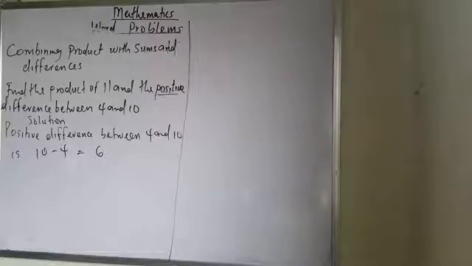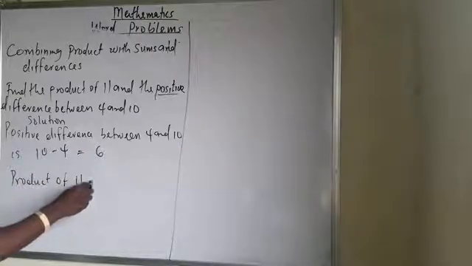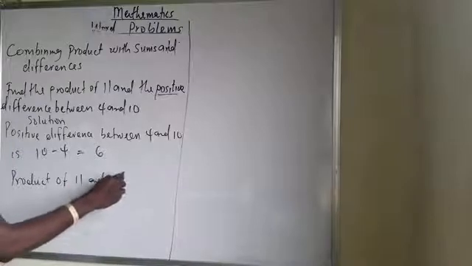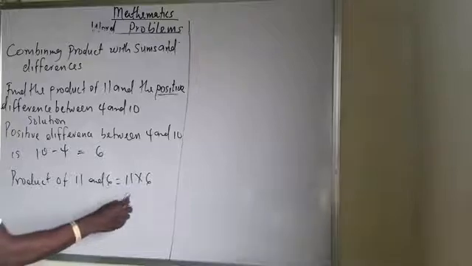Now, what we do next is the product of 11 and 6, which is 11 multiplied by 6, which is going to be 66.